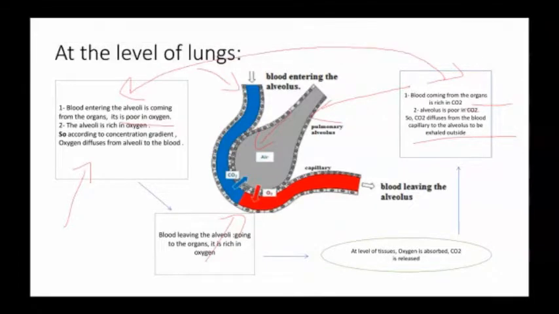So, what is the gas exchange that takes place at the level of lungs? At level of lungs, oxygen diffuses from alveoli to blood capillary. Carbon dioxide diffuses from blood capillary to the alveoli.